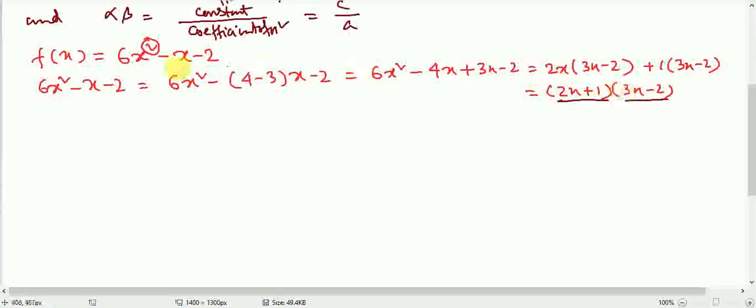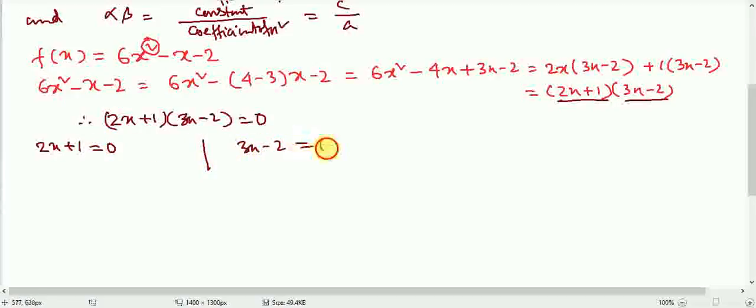As these two are the factors of this polynomial, so we can say 2x plus 1 into 3x minus 2 should be equal to 0. In that case, 2x plus 1 equal to 0 or 3x minus 2 equal to 0, as if two functions' product is equal to 0, then either both are equal to 0 or any one is equal to 0. Then x equal to minus half and another value x equal to 2 by 3. These two are the zeros of this polynomial.